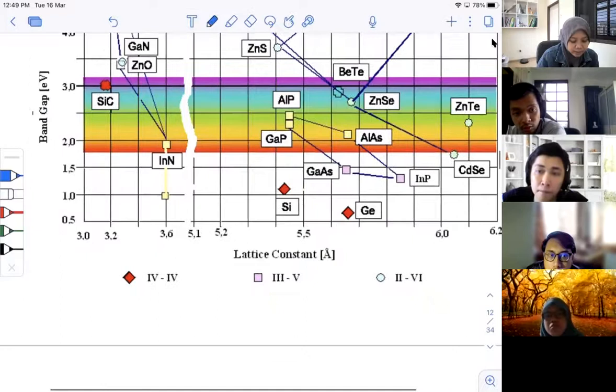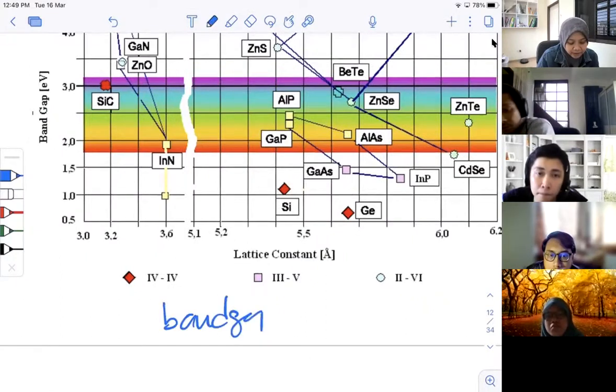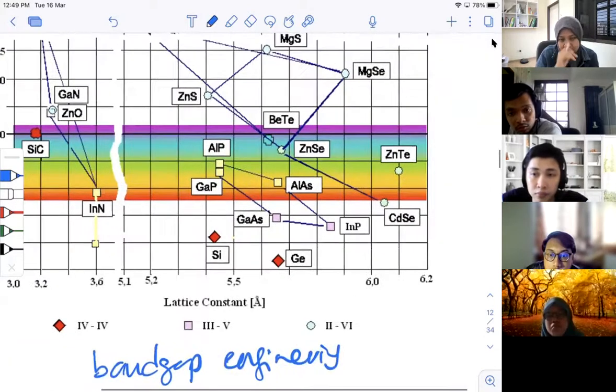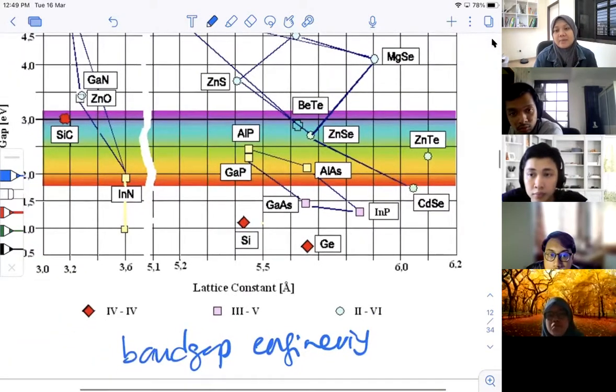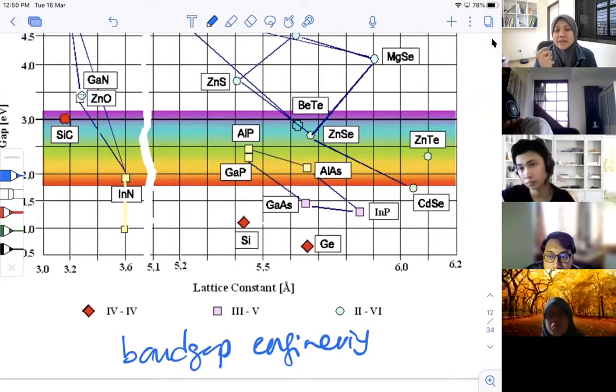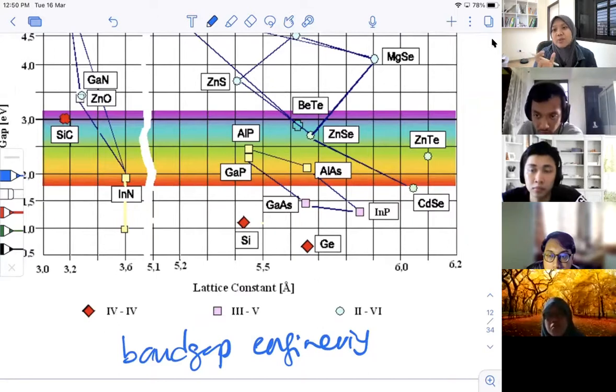If you have heard the term band gap engineering, it means that we engineer the band gap. We determine what band gap we want because the band gap will give out a certain color. So for a certain color, we need to have a certain band gap. But nature around us has only certain band gaps. A piece of gallium phosphide has its band gap, God created it like that. Aluminium phosphide is also like that.